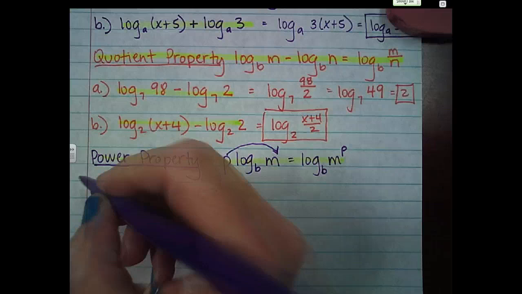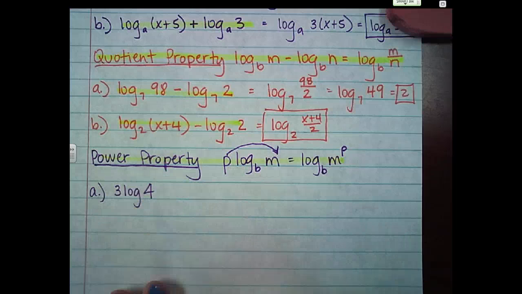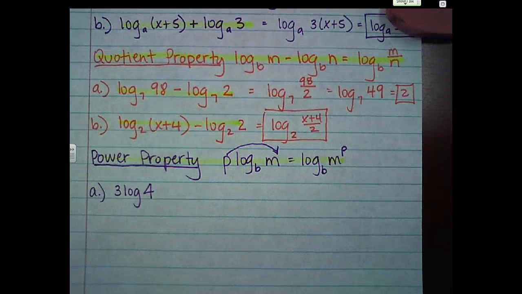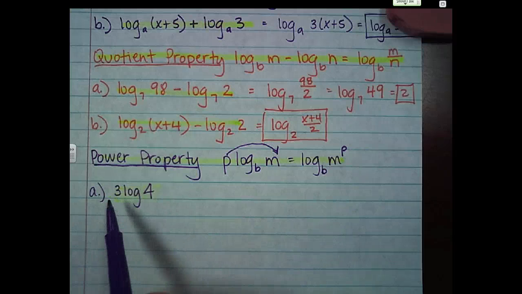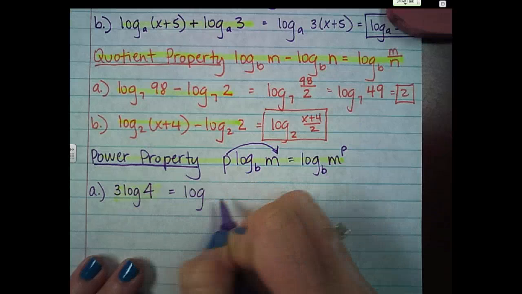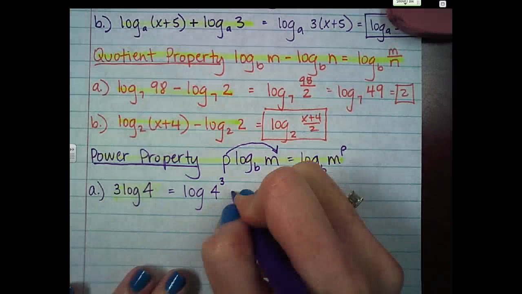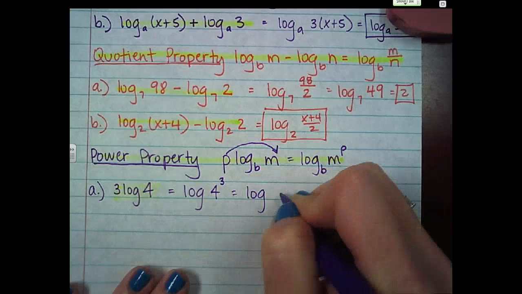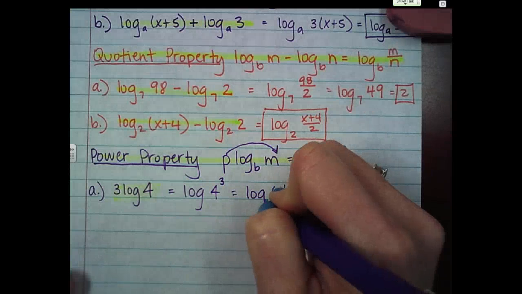Alright, so let's try a couple. Here's A. If I told you 3 log 4, what's the base of that? It's not written, so what is it? 10. Okay. You can write the 10 or not, it's up to you. Now the property says if you have a number in front of the log, it becomes the exponent of this 4. So this is the same as log of 4 cubed. What is 4 cubed? It's the same as log of 64. And there's a little 10 down here.